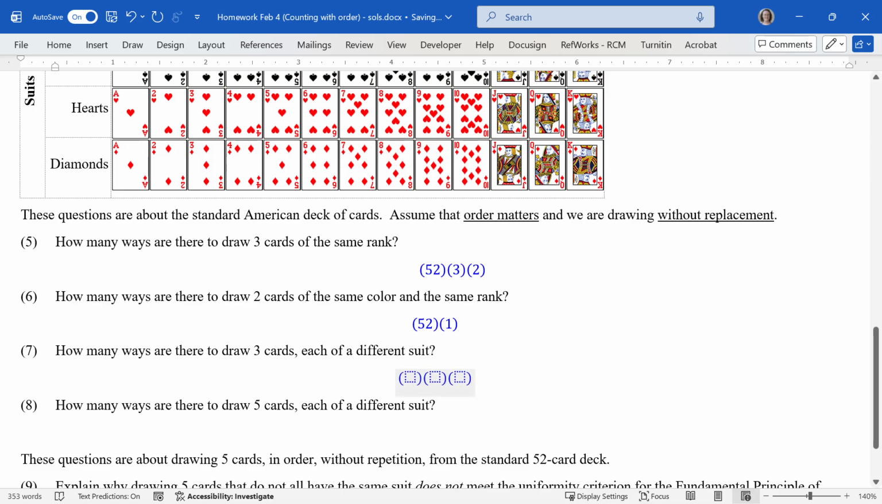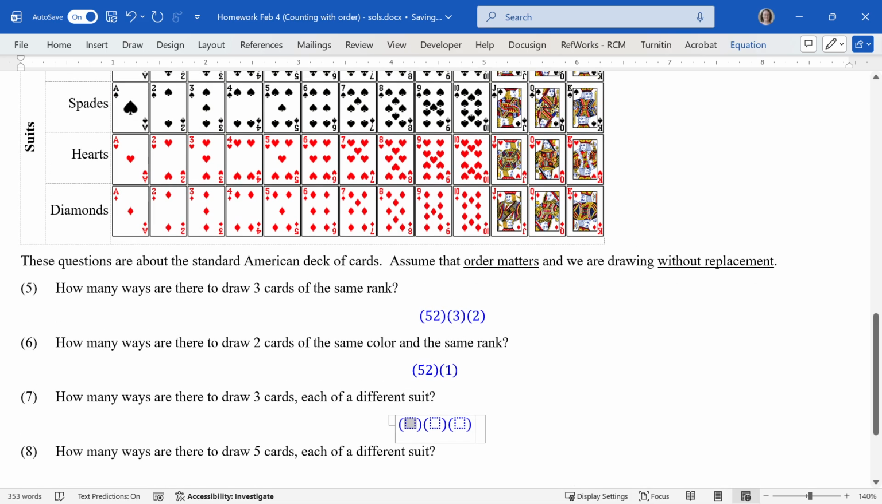Okay, so 3 decisions to make. First decision, what card goes first? So I didn't specify what suit or any properties about it, so I don't have to worry about getting different suits until my second card. For my first card, I'm just going to pick any card. Most of the problems I write are like this.